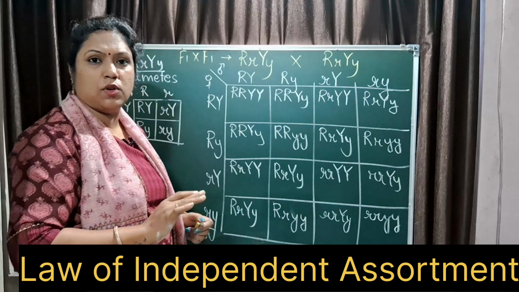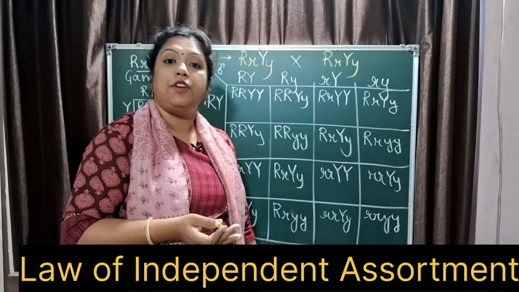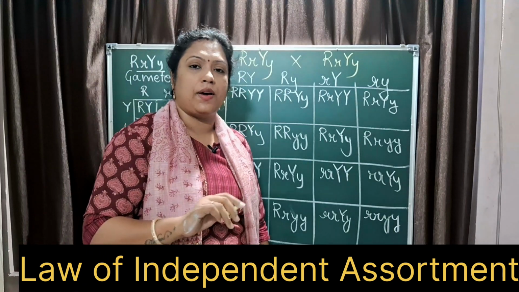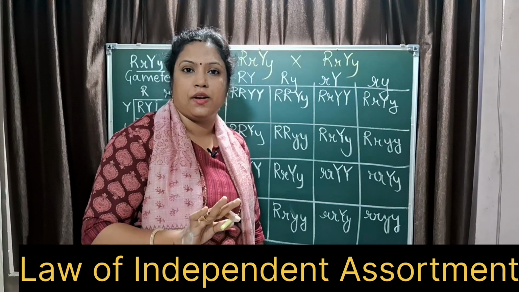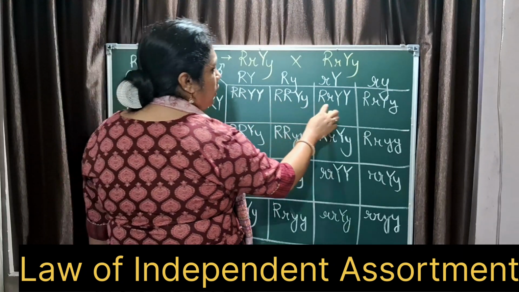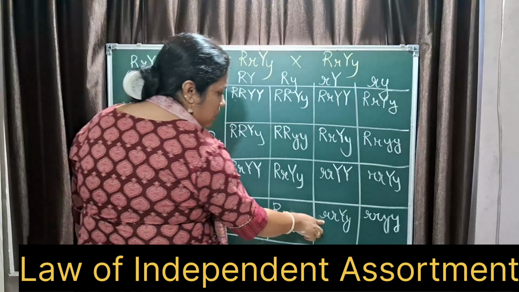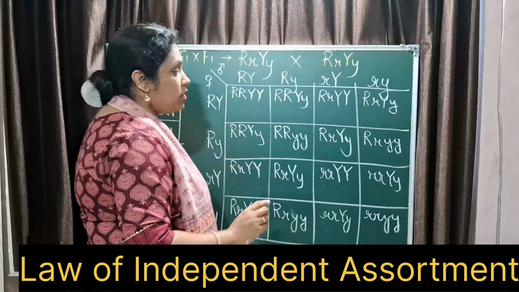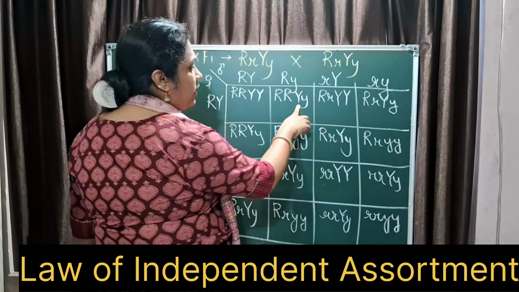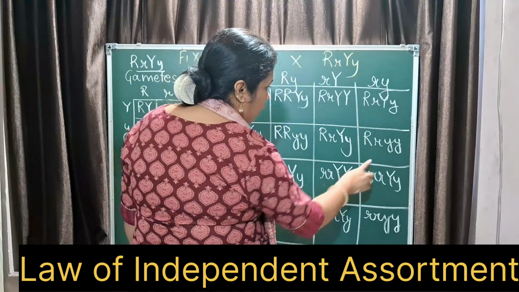Now these are the possible combinations. So let us see what the possible phenotypes are. Wherever you have capital R and capital Y, that is going to give you a dominant trait. Wherever you have capital R, those will be round, right? And wherever you have only small r's, that will be wrinkled. Similarly, wherever you have even one capital Y, you get a yellow seed, and wherever you have small y, you are going to have a green seed.